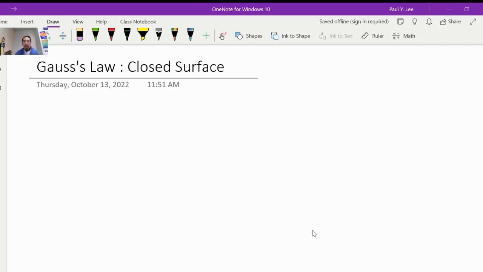Next video in our series all about Gauss's law. In the previous video, we went over electric flux, where we were looking at the E field going through a window. But now we're going to take that idea and apply it to different kinds of scenarios. So this is Gauss's law for a closed surface.